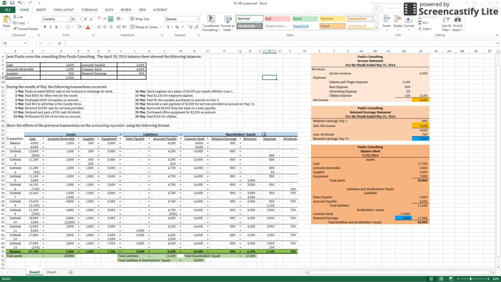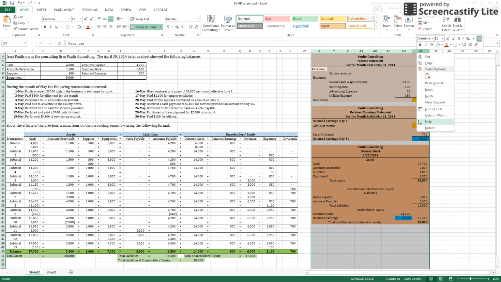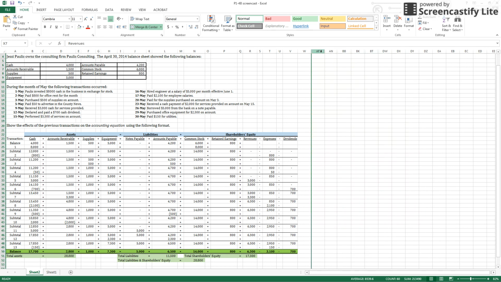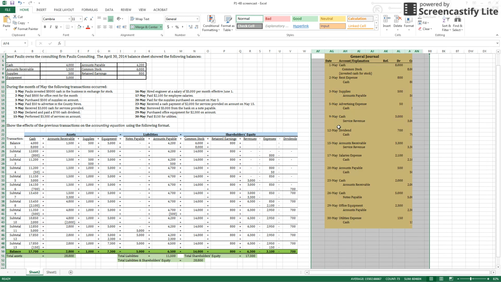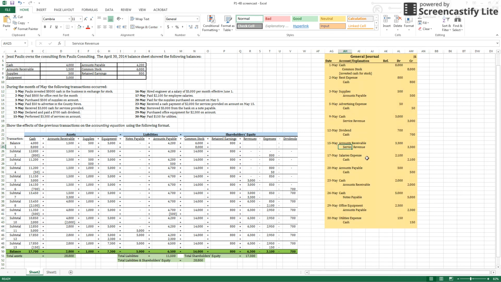Of course, you can't forget that expenses and dividends over here in shareholders' equity are actually negative shareholders' equity, so they're the opposite of shareholders' equity. Instead of being increased with a credit, expenses and dividends are increased with a debit. So I'm just going to hide our financial statements for now, and we are going to look at how we would record properly all these transactions.